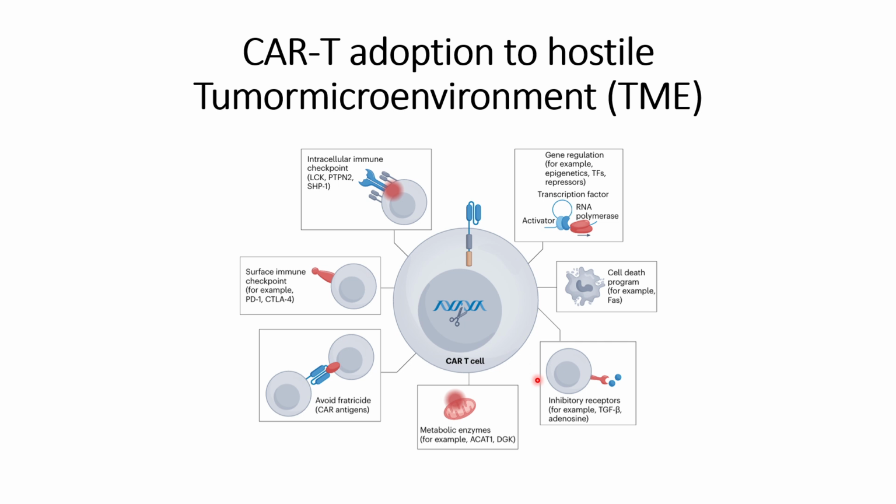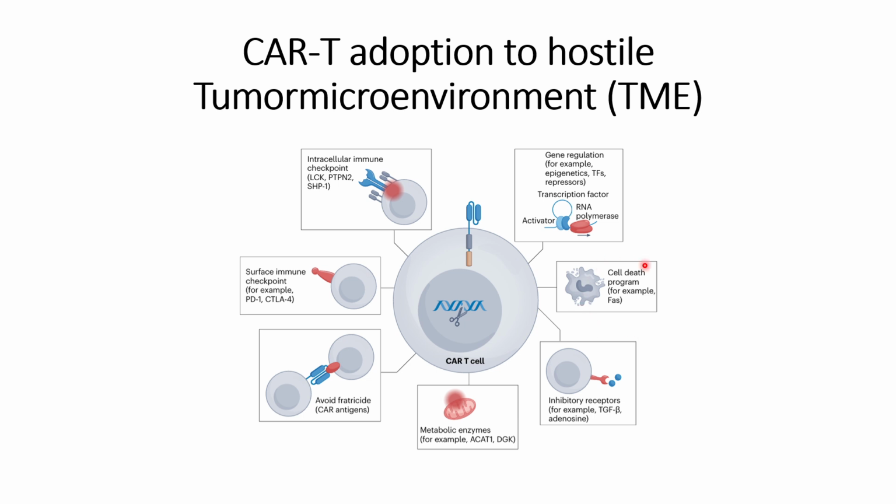And the other thing that can be targeted is inhibiting the receptors that suppress T cell activation. For example, TGF-β and adenosine play an inhibitory role by suppressing the activated T cells. So these things can also be inhibited to further improve the CAR-T cells' adaptation to the TME.